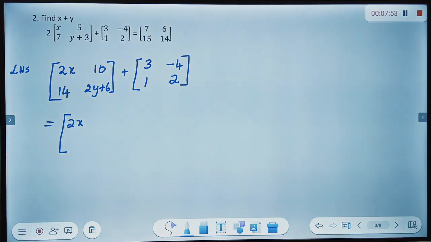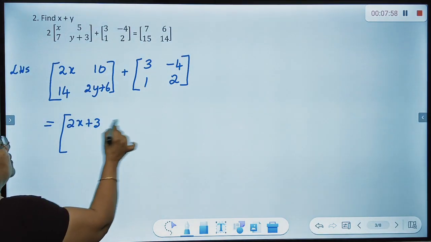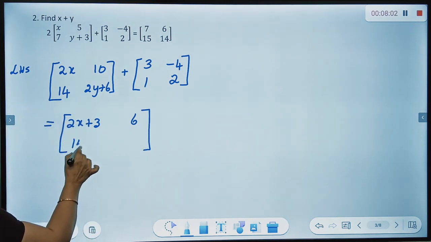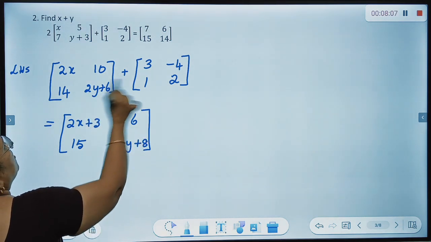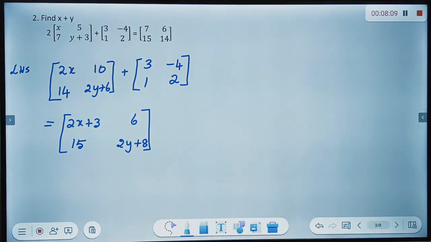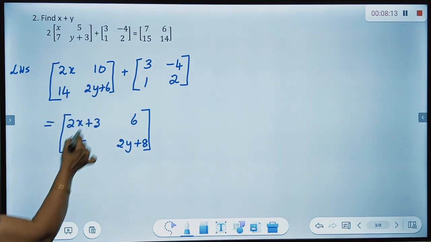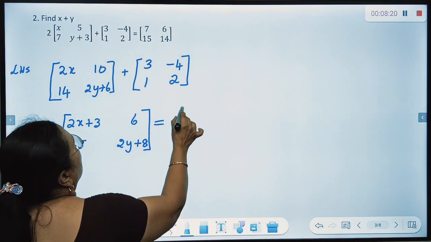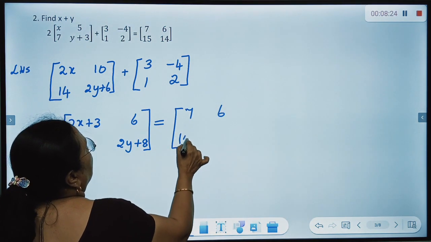What is addition? Term by term addition. So it is 2x plus 3, 6, 15, 2y plus 8. So I am adding this with 3 minus 4, 1, 2. So I will get 2x plus 3, 10 minus 4 is 6, 14 plus 1 is 15, 2y plus 6 plus 2 is 2y plus 8. This is given to be equal to 7, 6, 15, 14.